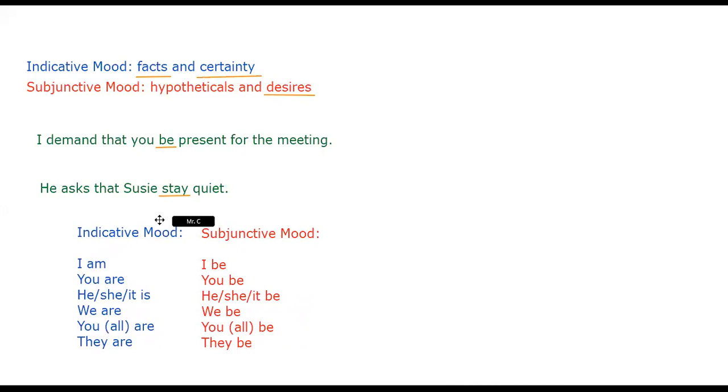So notice how the indicative mood has the regular conjugations: I am, you are, he, she, it is, we are, you are, and they are. Compared to this one where we have be all over the place. And we have this conjugation because, and this is the case for all verbs in the subjunctive mood, the subjunctive mood lets you use the base form of the verb.